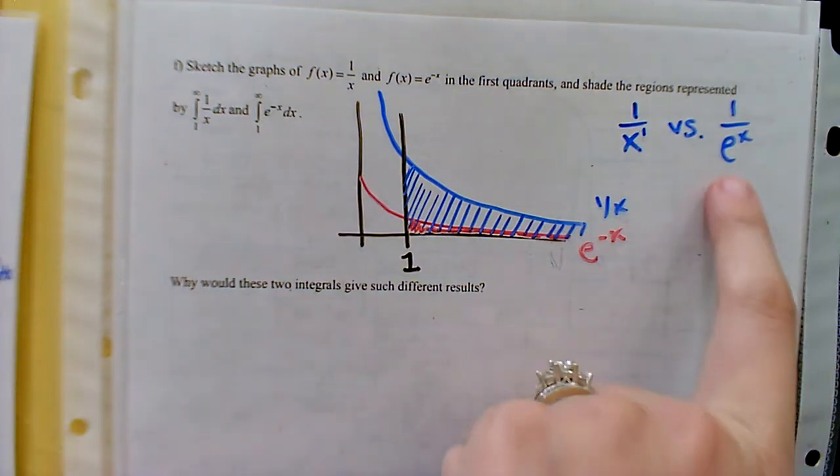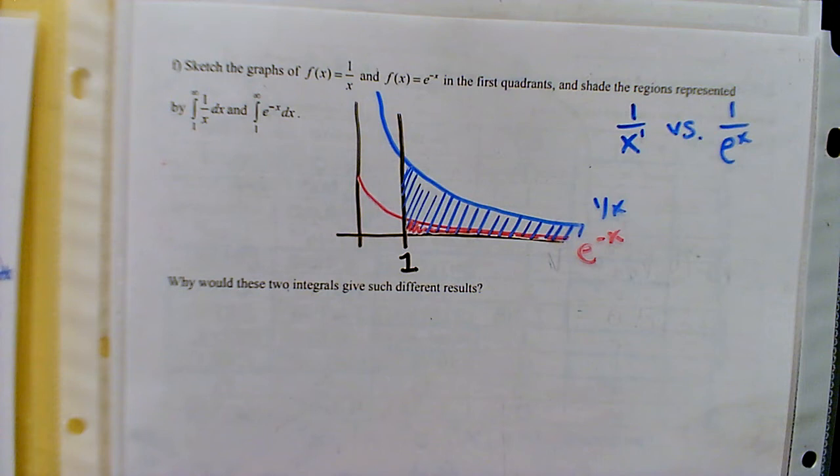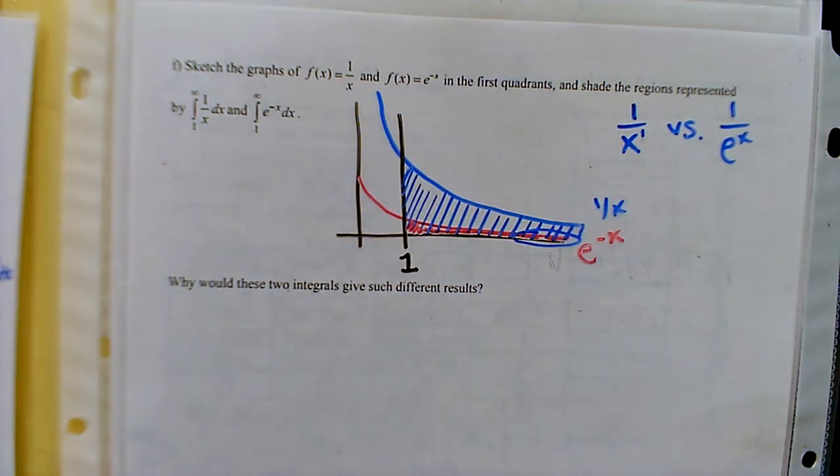Notice how e to the negative x is probably decreasing so quickly that the area out here is insignificant. It's so small that if you keep adding it, you're not going to be changing the integral or area value. Does that make sense? Kind of like what we discussed over here.